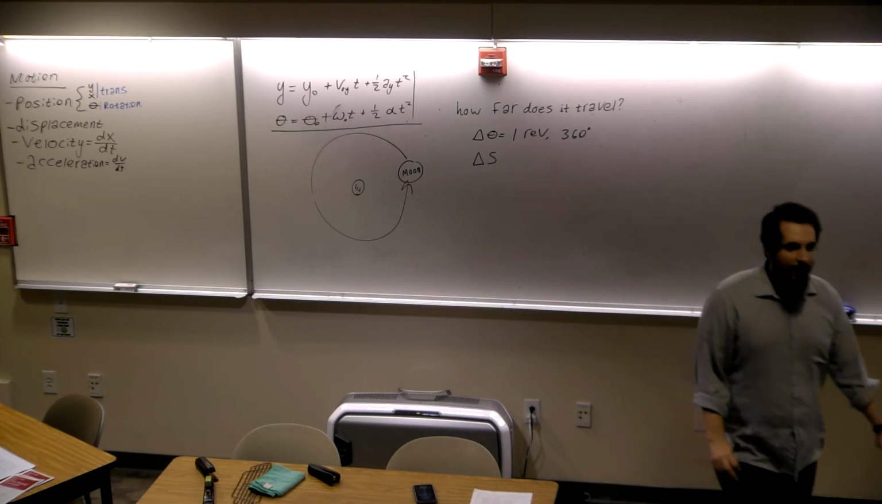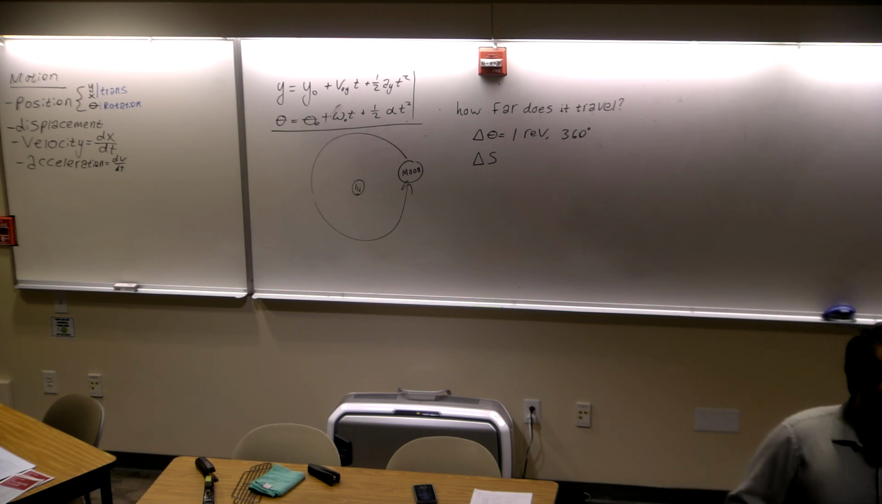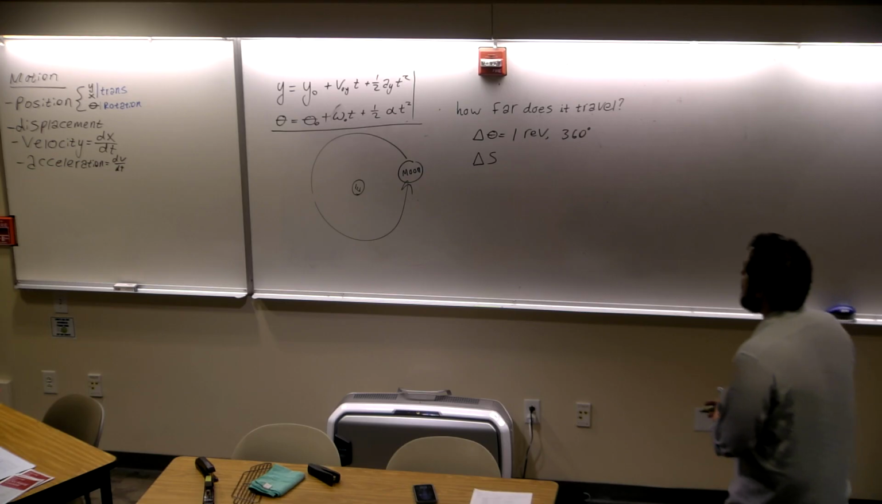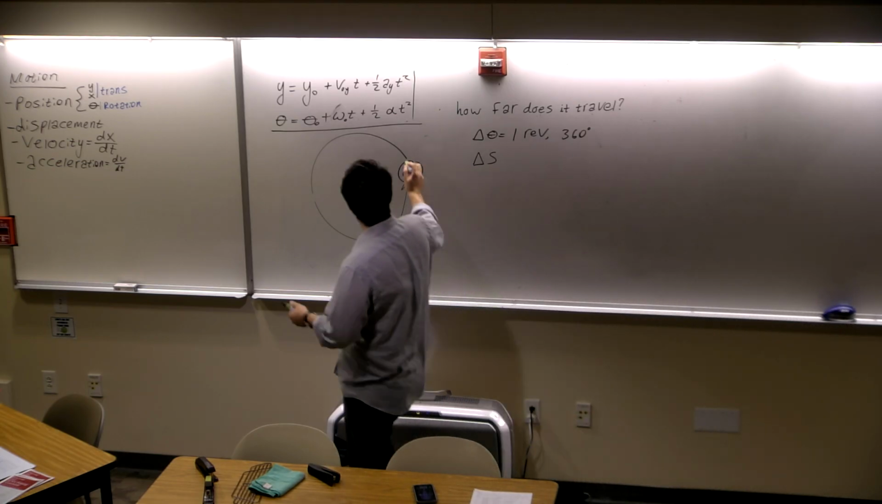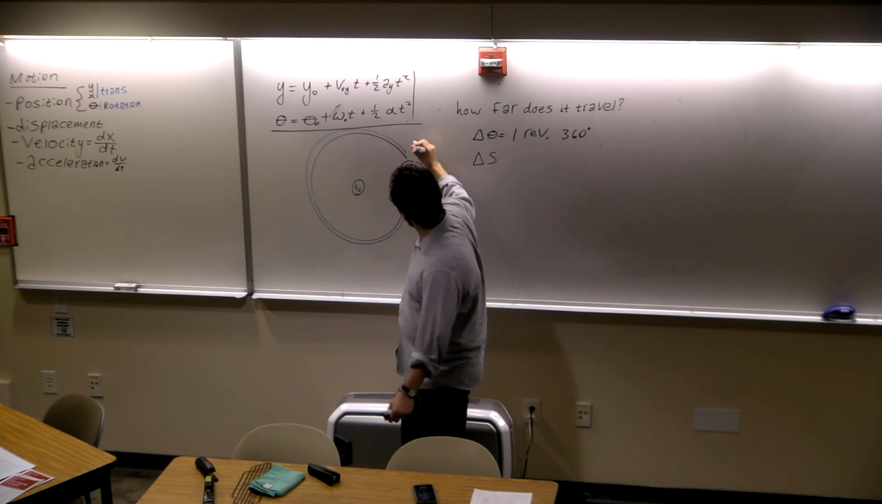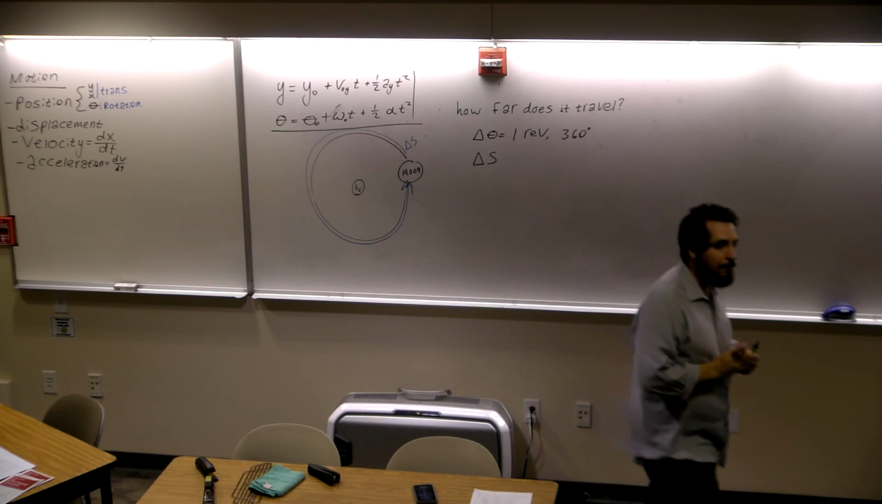Why did I use S? Because it's not going to be a change in X. It's not going to be a change in Y. So I'm going to use S as this sort of arbitrary variable to say this is how many meters it travels when it goes throughout one orbit. That blue line I just drew there, that is your delta S. That is how far it travels.